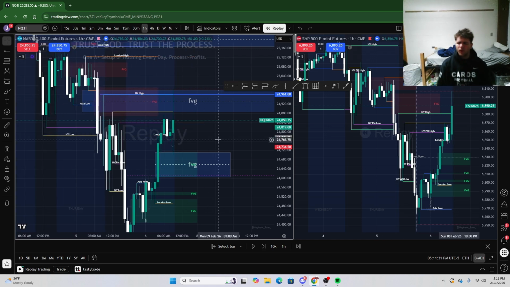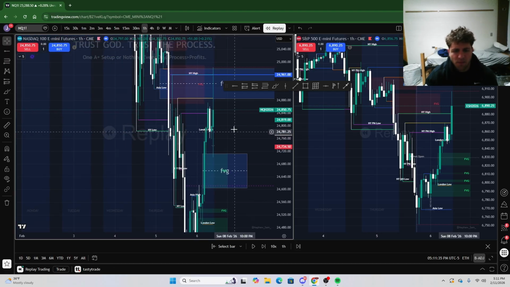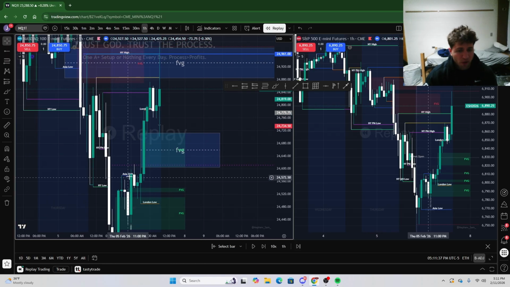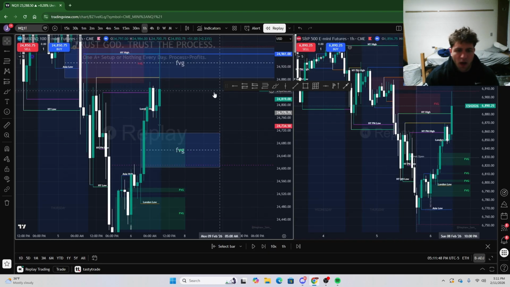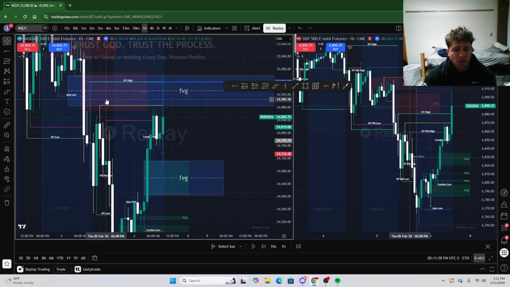But, okay, my bias was bearish, but I took a long because I said, listen, I want to be reactionary to every possible thing that happens. Remember I said I would love manipulation to that gap at open, the 4 hour bearish gap, like this one right here. So I wanted to see us tap into this one.